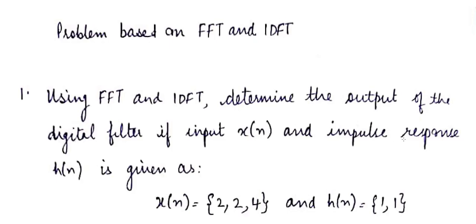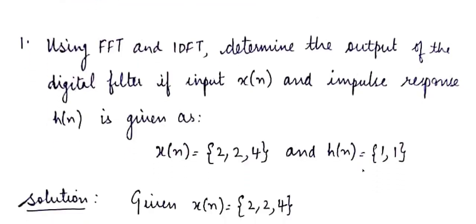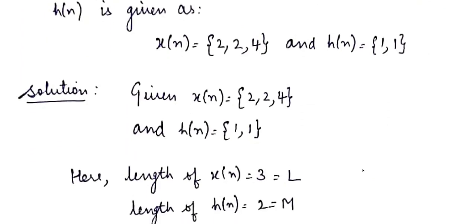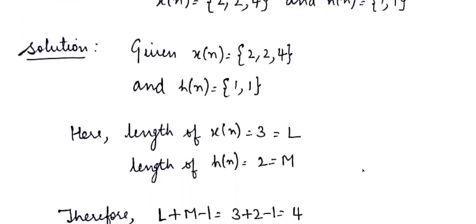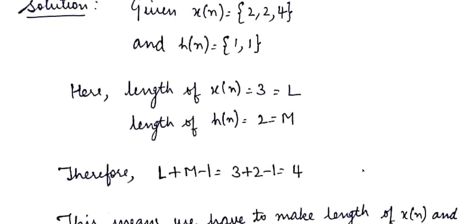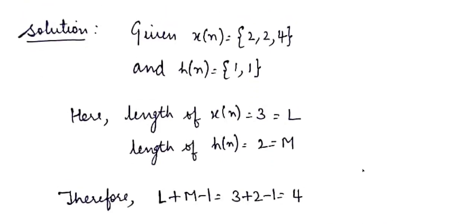Now, if you see in this, again, the first thing is we need to find the lengths. Given xn, that is 2 2 4, what is the length of xn? The length of xn is 3. So capital L we are keeping as 3. You can see L equal to 3. And what is the value of M, which is the length of hn? That is 2.